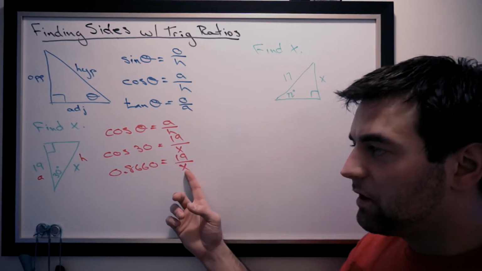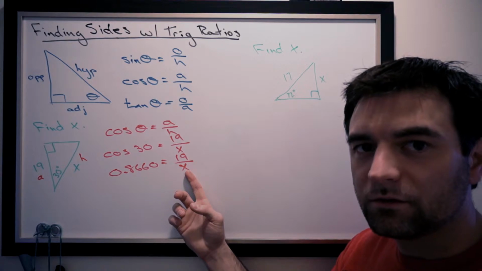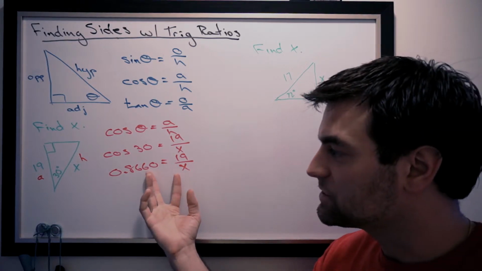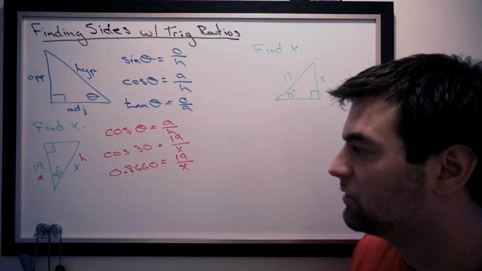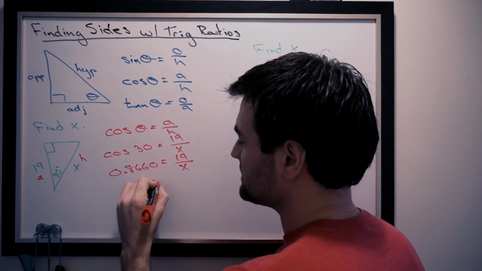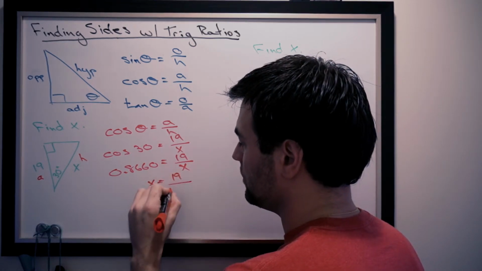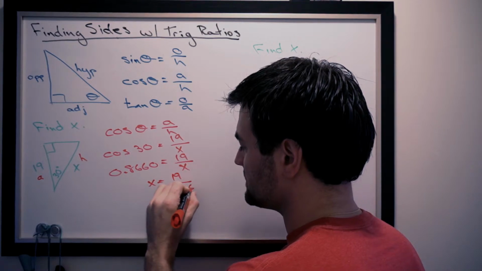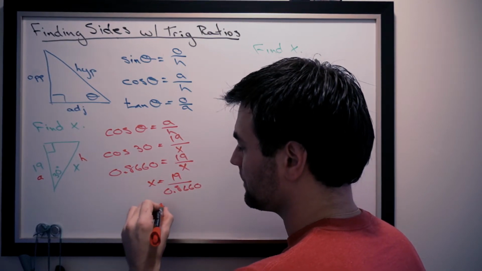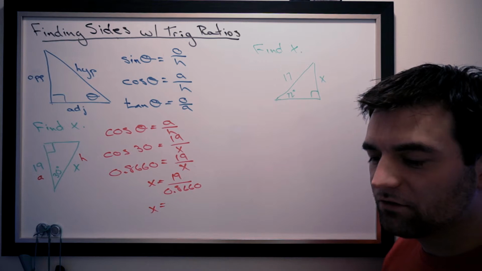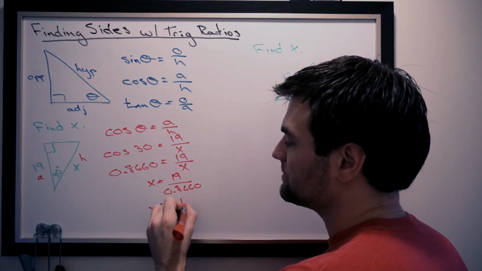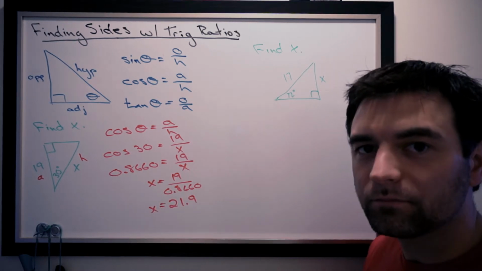Now when the x is on the bottom of the equation, what we do is just swap the x and the decimal with each other, so that we have x equals 19 over 0.8660. And then I divide that out. 19 divided by 0.8660 is about 21.9.